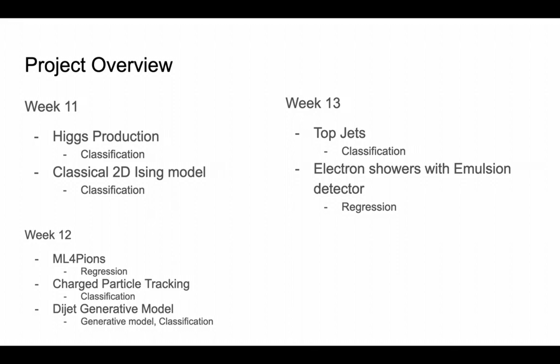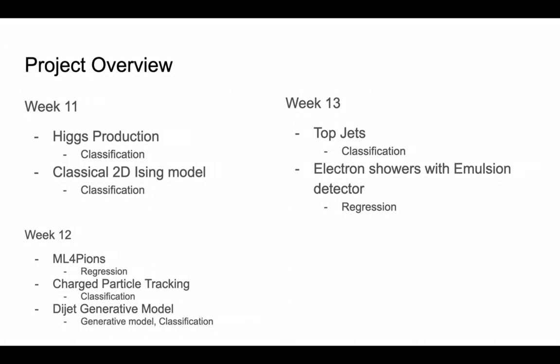M4Pion is a dataset for energy regression study. Charged particle tracking and digit generative model, these 2 datasets have been studied in the previous few weeks. We will study further details and alternative models as your final term project. Finally, there are 2 more datasets. TopJets are used in several examples in the previous few weeks.